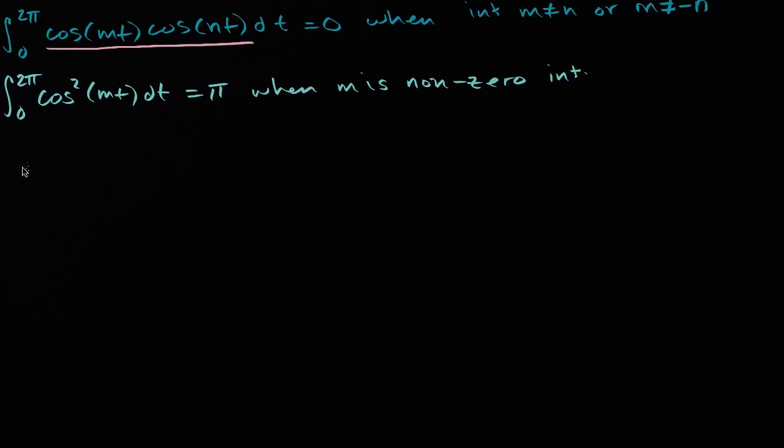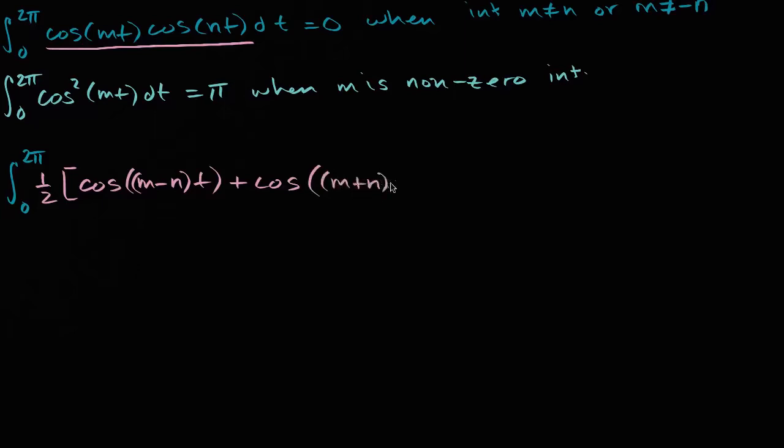And so let's rewrite what we're trying to take the integral of. This is going to be the integral from 0 to 2 pi of cosine mt times cosine nt. Using a product to sum trig identity, and if this is unfamiliar, you can review it on Khan Academy, that is going to be 1/2 times cosine of the difference, mt minus nt, which I could write as m minus n t, plus cosine of mt plus nt, which I could write as m plus n t, dt.